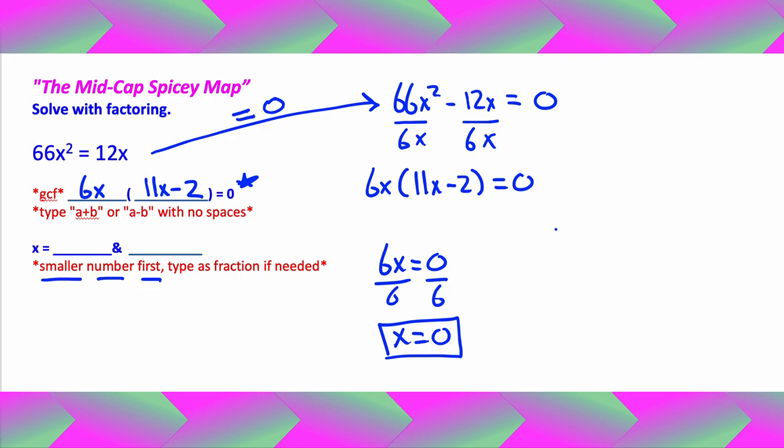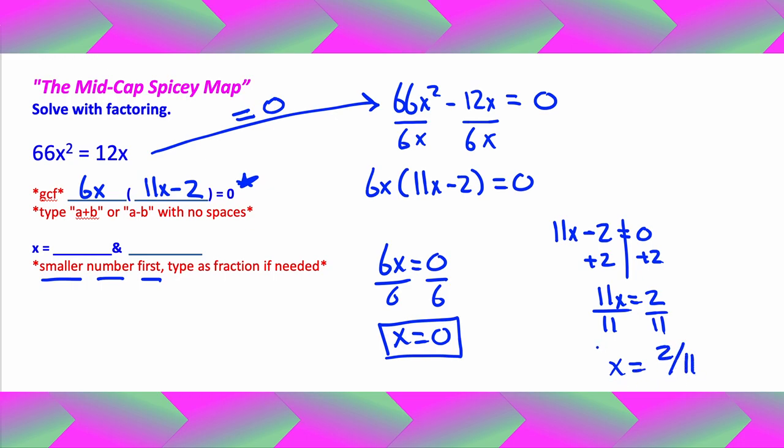All right, let's solve the other binomial bit. 11x minus 2, let's set that equal to 0. Let's two-step equation this bad boy. Add 2 to both sides. 11x equals 2. Divide by 11, divide by 11. There it is. X is going to equal 2 elevenths, which is not a very nice decimal, which is why it says type as fraction if needed. Here we go. Okay, the smaller number would be 0, and the other number would be 2/11.